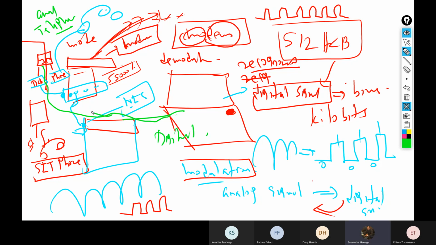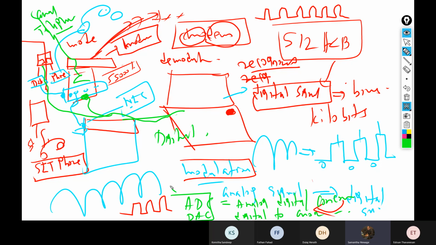So when it comes to the modem, it takes the computer's digital signal, converts it back to an analog signal, and sends it across the telecommunication network, right? So there are two things in the modem, ADC and DAC. ADC means analog to digital converter, right? That is called ADC. DAC means digital to analog converter. Digital to analog. Got it? So these converters are in the modem.